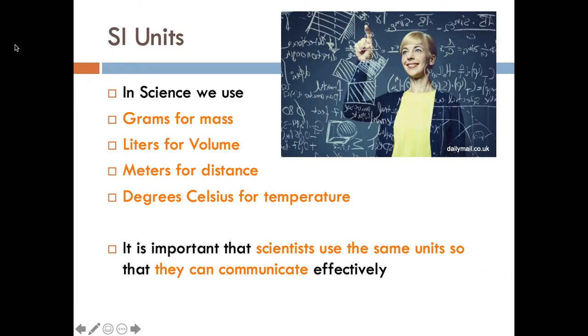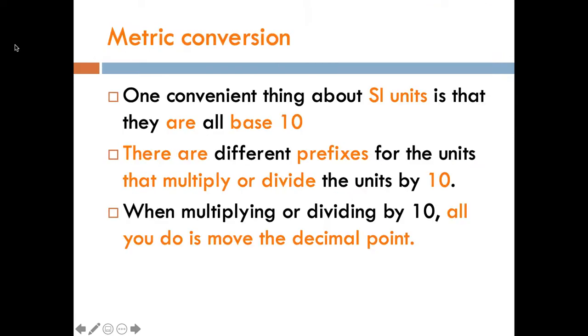So SI units, in science we use grams for mass, liters for volume, meters for distance, degrees Celsius for temperature. And it's important that scientists use the same units so that they can communicate effectively. If only scientists in the United States were using inches and ounces, every other country's scientists would have to convert when they were reading the scientists' work. So it makes more sense for us to change what we're doing for science.